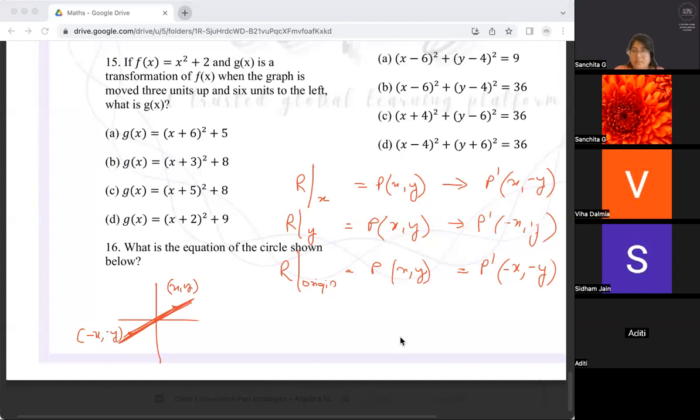Ma'am, they didn't mention if the line is straight, horizontal or vertical. Even if it is a straight line or not, if I have this type of diagram and it is reflecting across the origin, the coordinates will just be negative and negative, right? From the first to the third quadrant, I'm going. That's the only difference. So x becomes negative x and y becomes negative y. Clear, guys, this one?